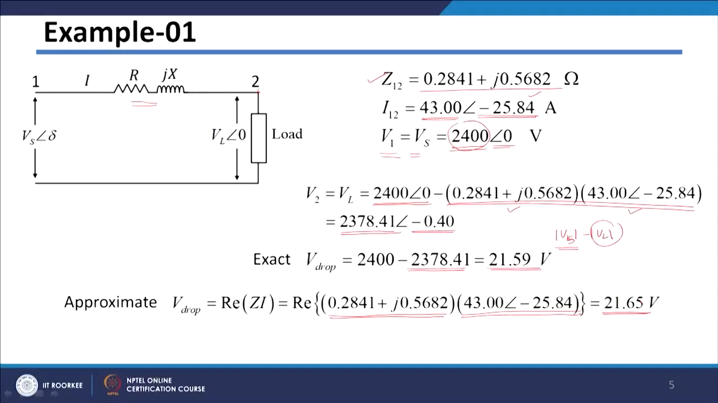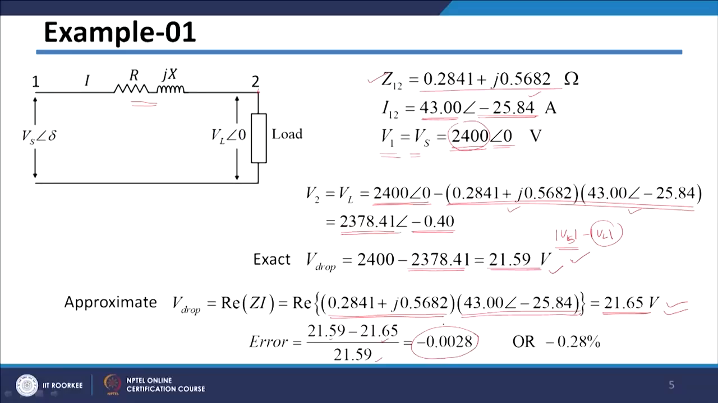Now if you calculate the error, it will be equal to this value minus this value, this is the exact value and this is the approximate value. If you calculate the error, exact value minus approximate value divided by exact value, the error comes around minus 0.0028, which is very small, which is just 0.28%. So we can see that we can use the real part of ZI as the voltage drop for realistic analysis of distribution system.